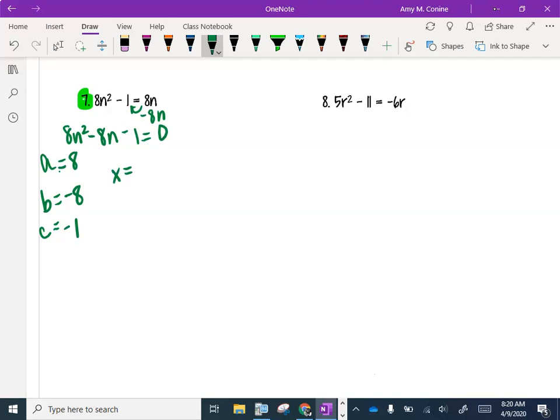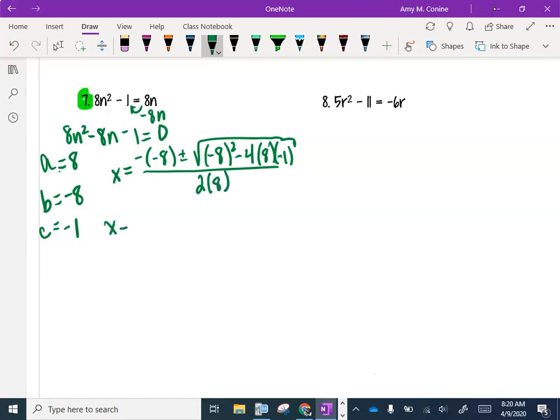Again, pause if you need to. Just trying to get the most information in the video as we can. Opposite b, so opposite of -8, plus or minus the square root, we got b squared minus 4 times a times c and make sure it's all under that root. So then 2 times a in the bottom.